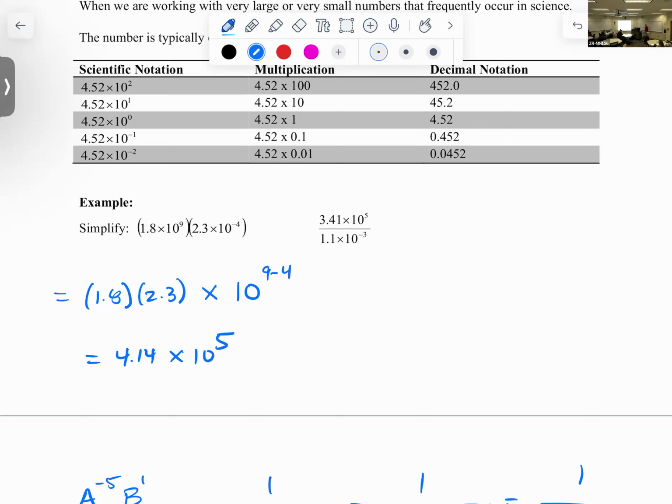So with scientific notation, you can break it up into the number value and the 10 to the power of whatever value. Same thing with the division. 3.41 divided by 1.1 times 10 to the 5. And if I'm dividing by 10 to the -3, if I bring that up, what am I actually doing? Adding. 5 minus -3.